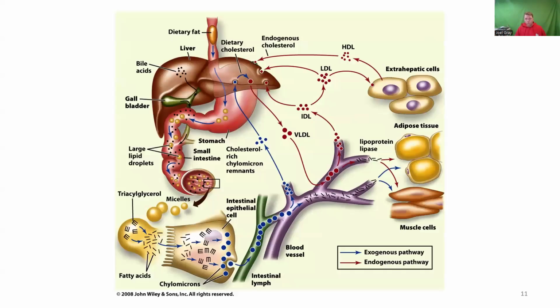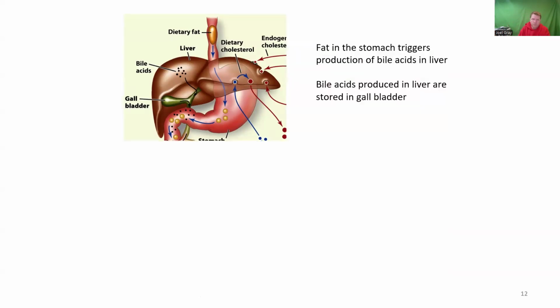Here's your overview of what's happening. I've broken this down into individual steps, into individual components. So what we have here is your liver, and we've got dietary fat. Now, when dietary fat goes into the stomach, it triggers the production of bile acids, also known as bile salts. Bile acids are produced in the liver and they're stored in your gallbladder.